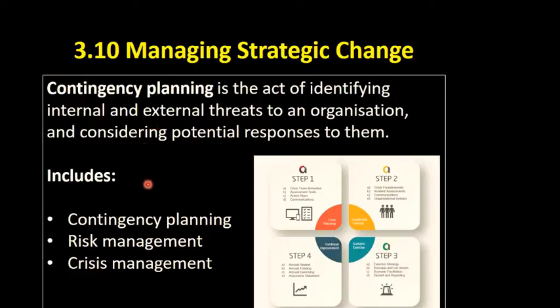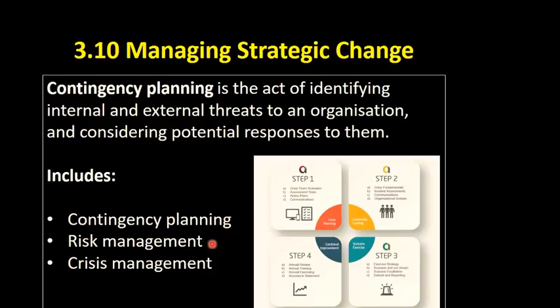There are three elements to contingency planning. There's the actual planning process, which I'll talk about in a moment. There's risk management, which is once we've identified what risks our organisation is facing, what the potential contingencies are, we can then put in steps to manage that risk in advance and prevent it from actually happening in the first place. So that's very, very important. Once we identify these risks, we don't want them to happen. So let's manage those so it's less likely that they will happen.